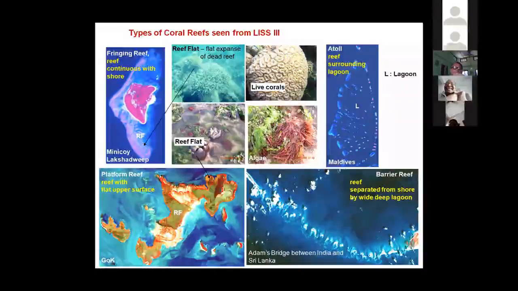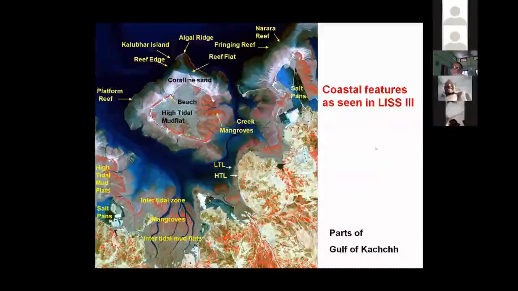We have actually done one coral reef study, and right now it is going on in Rameswaram. One of my colleagues is also there; we have a center there. And when you analyze high resolution satellite data, you will find HTL, LTL, mangroves, salt pans, platforms, intertidal zone, and coral reef areas.